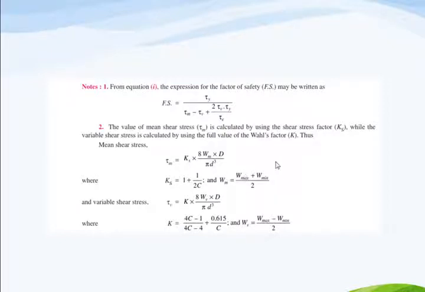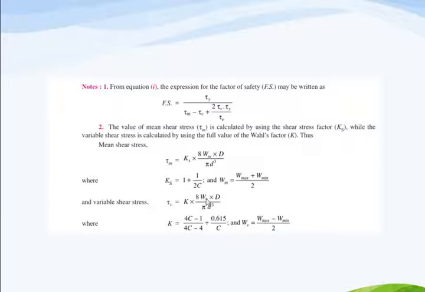Okay, by using these relations, you need to find out the tau m. Next, for variable shear stress, tau v is equal to K into 8 Wv into d by pi d cubed. This is a mean load. For mean load, maximum load plus minimum load by 2.